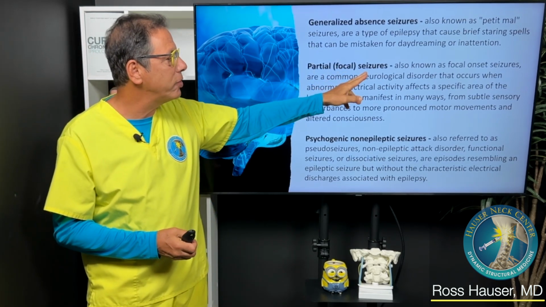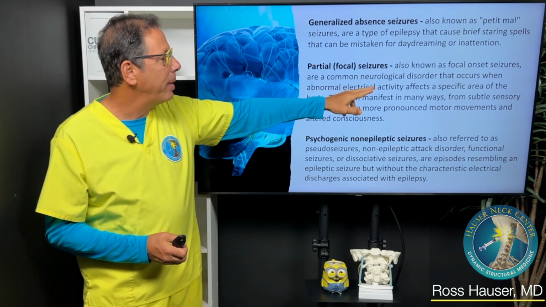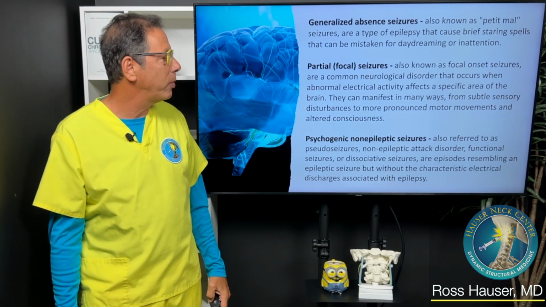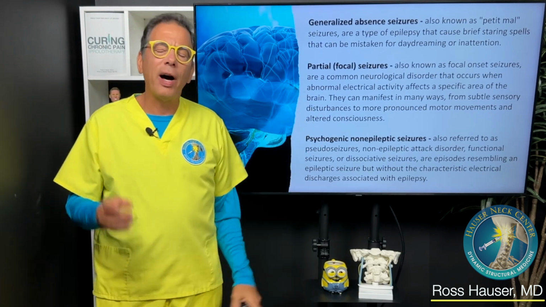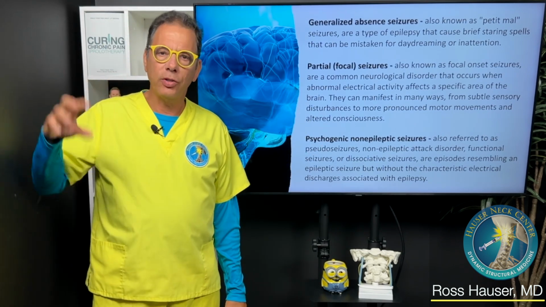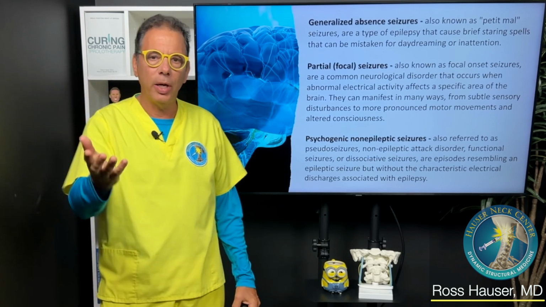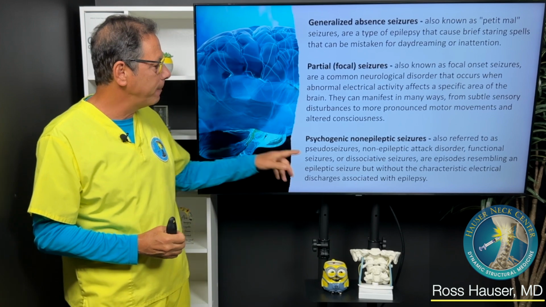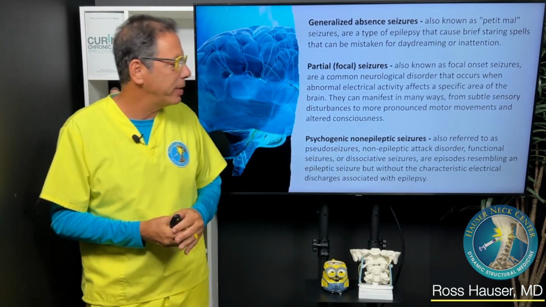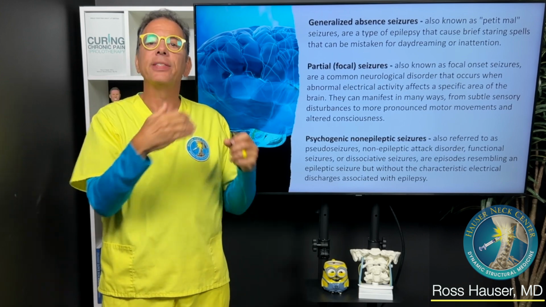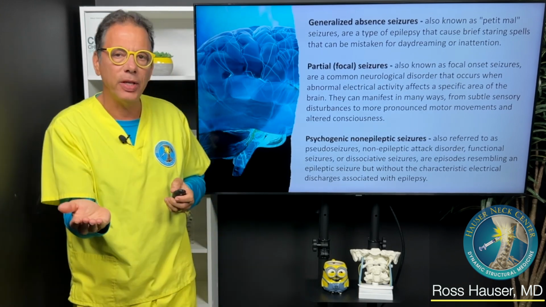Partial focal seizures are a common neurologic disorder that occurs when abnormal electrical activity affects a specific area of the brain. These are often tied to, you have a blanking out episode, but then you'll actually get a tremor in one part of the body or a movement disorder in a body part. Psychogenic non-epileptic seizures are when they do an EMG and there's no excessive electrical activity that's seen.